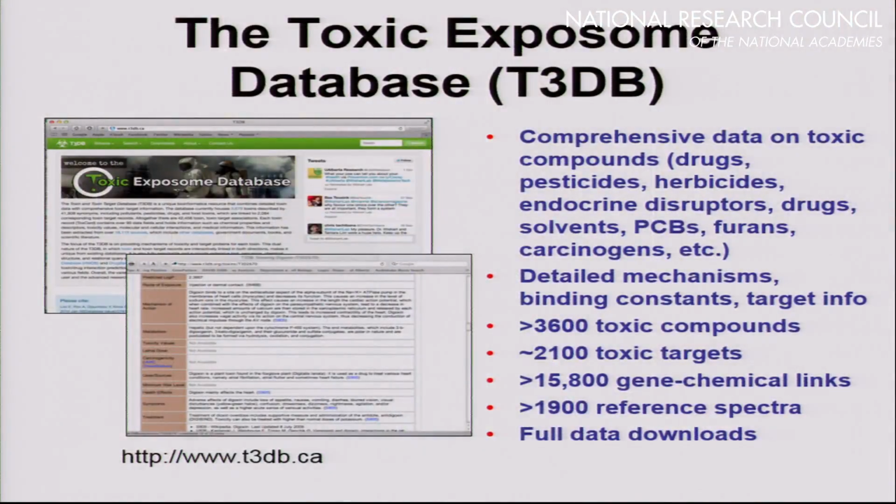Some of them are the toxic drugs. Not every drug is necessarily toxic, I guess, but at any given dose. Obviously, things like pesticides, herbicides, endocrine disruptors, carcinogens, all of those have been collected. The mechanisms, binding constant, target information has also been collected, and the gene chemical links have also been compiled. So it's a very extensive database. It too also has spectral data to enable things like metabolomics.